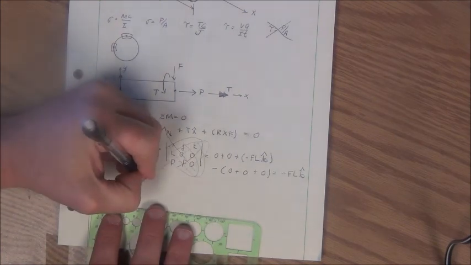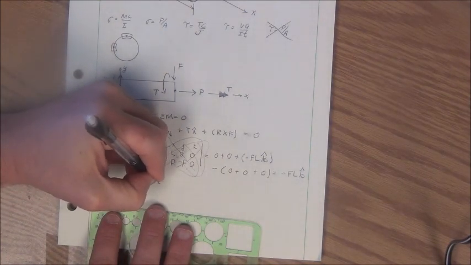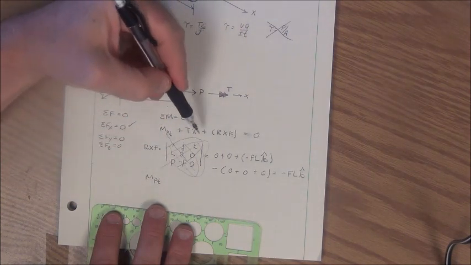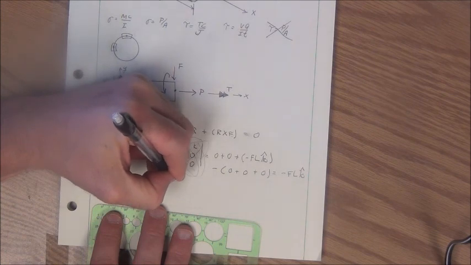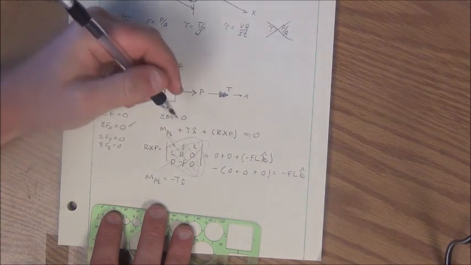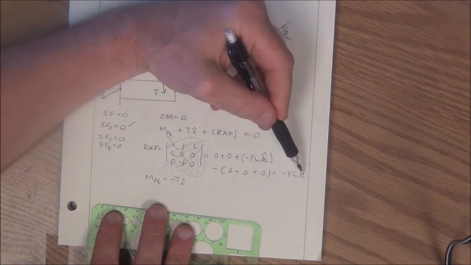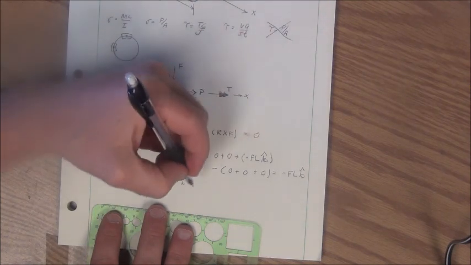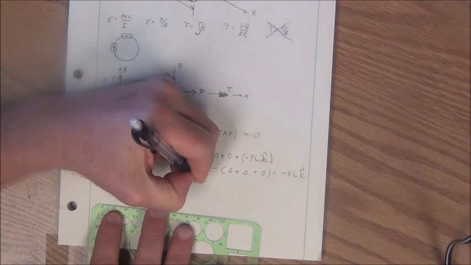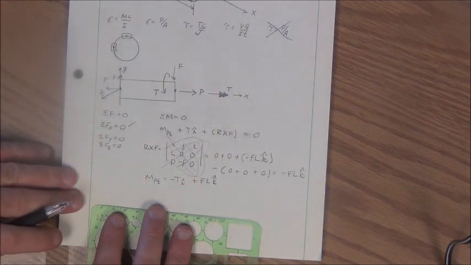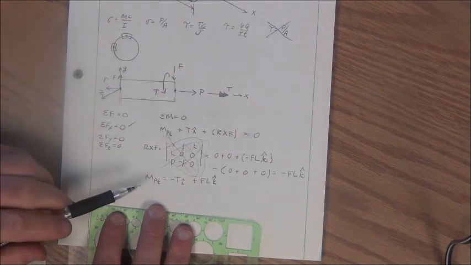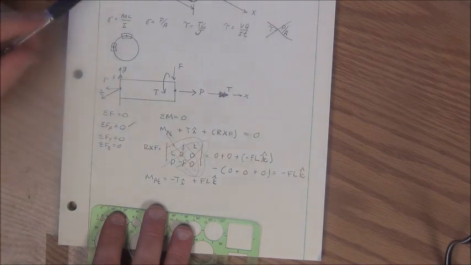My moment expression can be written, hauling the T to the other side, as a minus T in the I direction. My minus FLK hauled to the other side becomes a plus FL in the K direction. Now I can draw the moment that occurs back at the wall on my free body diagram.